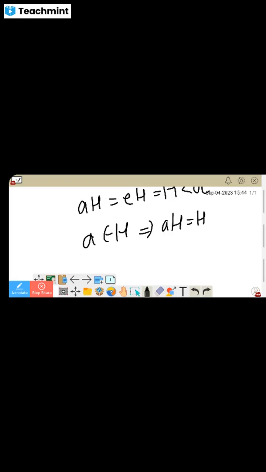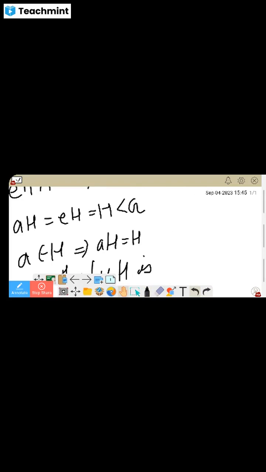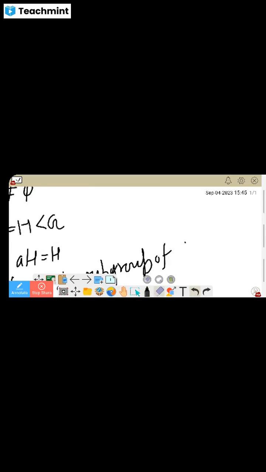So this is equal to H only when H is a subgroup. Therefore, H is a subgroup of G. So we have done these 9 properties.